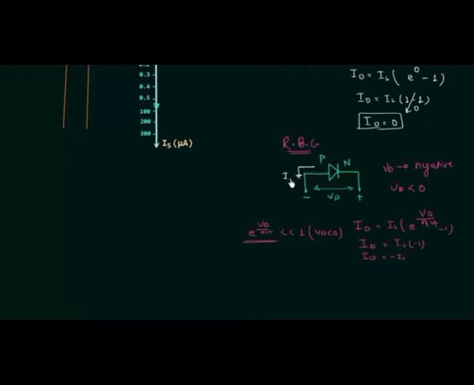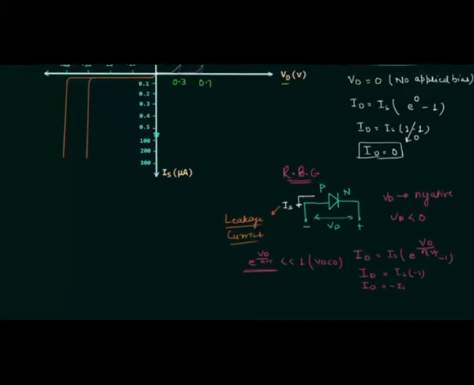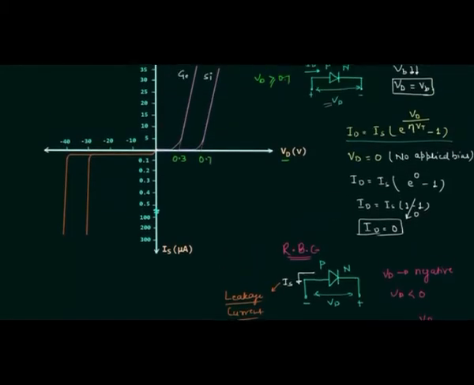This is IS, reverse saturation current. Reverse saturation current is also called leakage current, and this is the only current in case of reverse bias condition. Now we will try to analyze the plot in case of reverse bias condition.